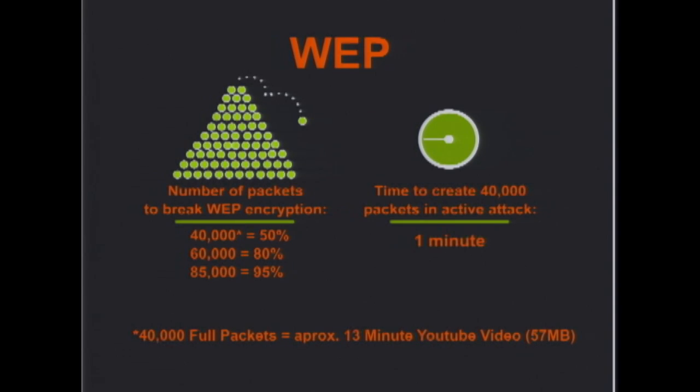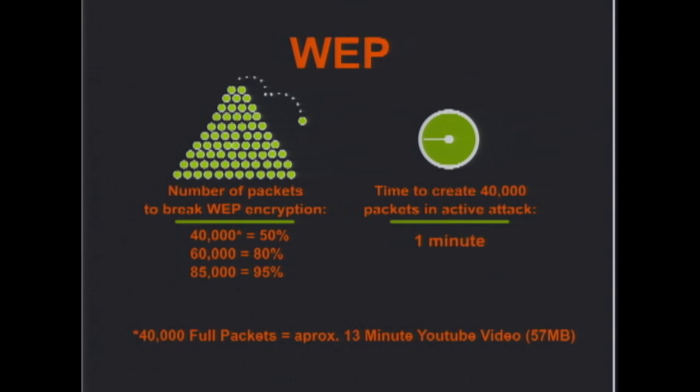So the internet and all of its communication is sent in the smallest chunks possible. We call these little packets. And so an email might be 4 or 5 little chunks of data saying, here's the beginning of the email, part 1 of 4, part 2 of 4, part 3 of 4, part 4 of 4. With WEP, it takes about 40,000 of these to have a 50% chance of breaking it. To give you an idea of what that's like, that's about a minute of actively just shooting random data at the device, or it's about a 13-minute YouTube video.